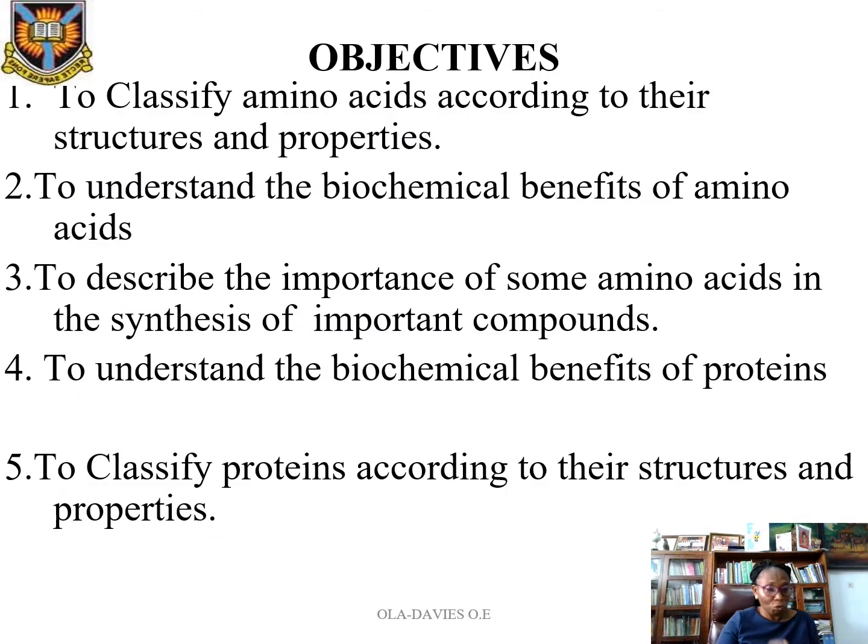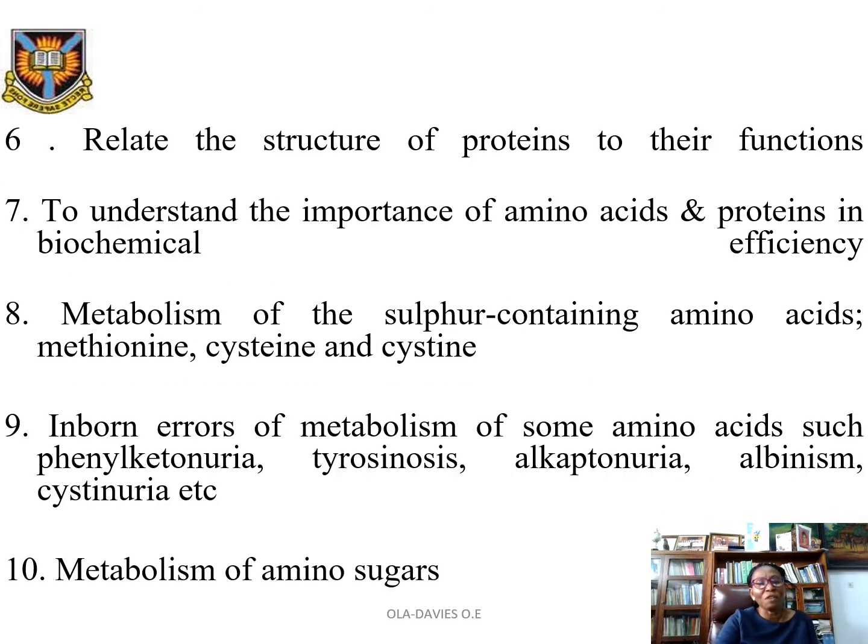So I'll now move to the other slide. There is also the need for us to relate the structure of proteins to their functions, while we also need to understand the importance of amino acids and proteins in biochemical efficiency. Inborn errors of metabolism of some amino acids such as phenylketonuria, tyrosinosis, alkaptonuria, albinism, cystinuria also will be taken. And lastly, metabolism of amino sugars.